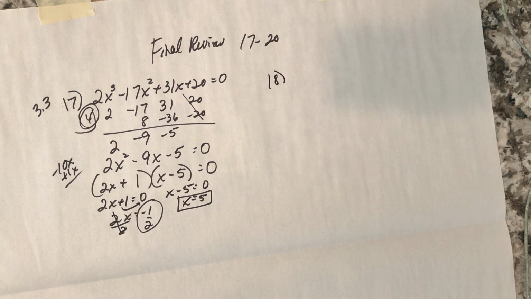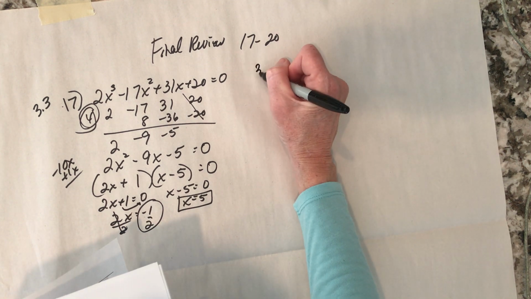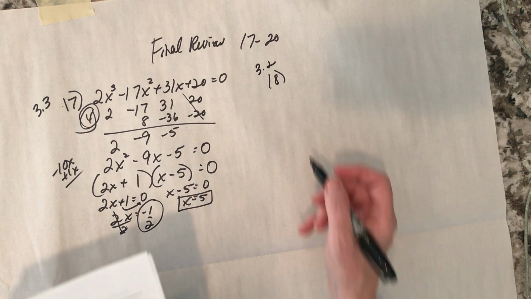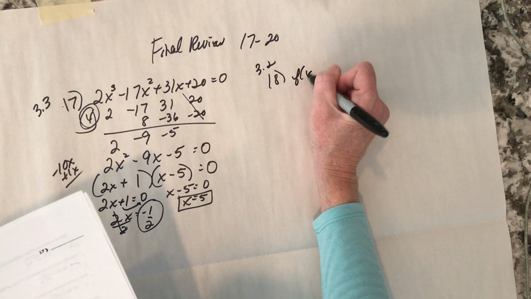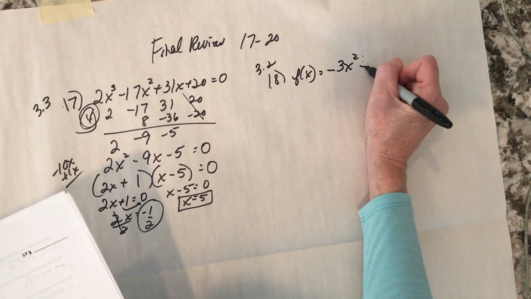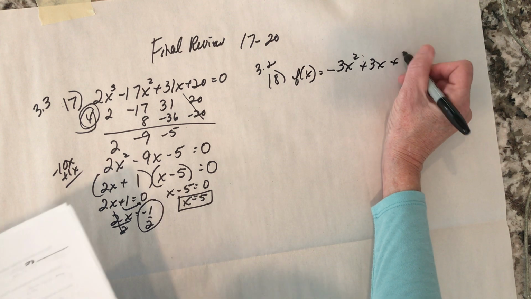Number 18 comes from section 3.2. And you're asked to use the leading coefficient test to determine the end behavior of the polynomial that you're being given. Then use the end behavior to match the function with its graph. So the one that you're given here, f of x equals negative 3x squared, that's really all you need, but I'll write the rest of it down.